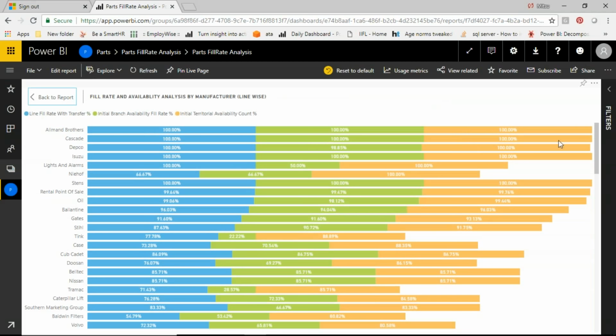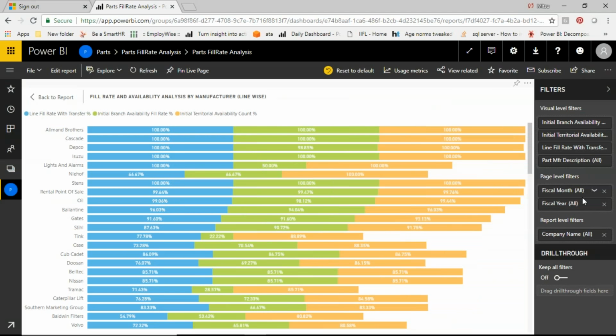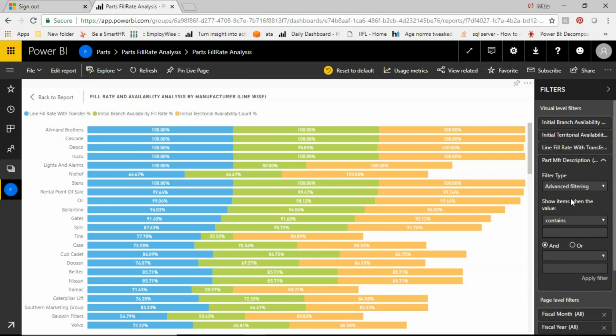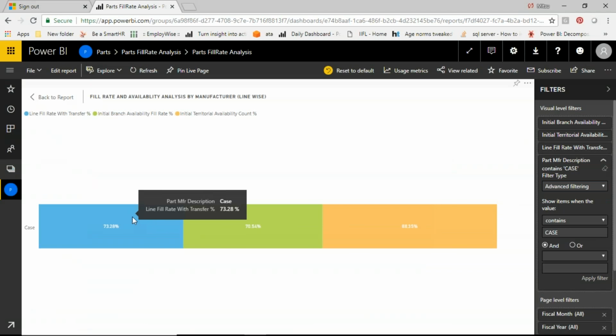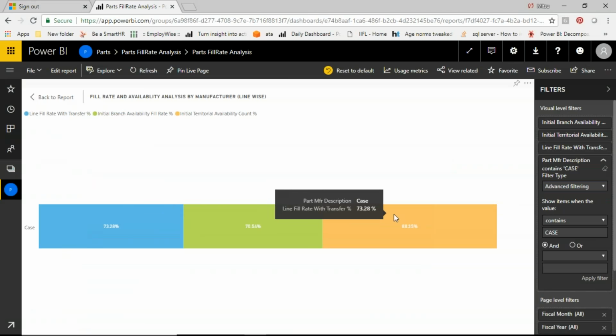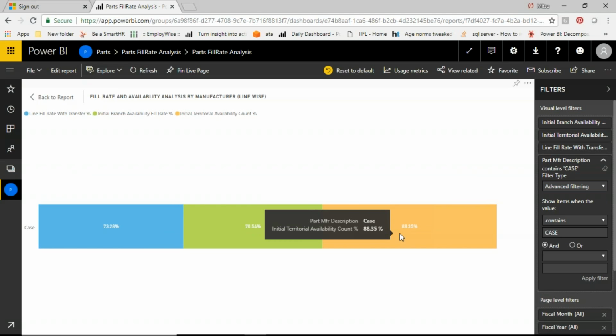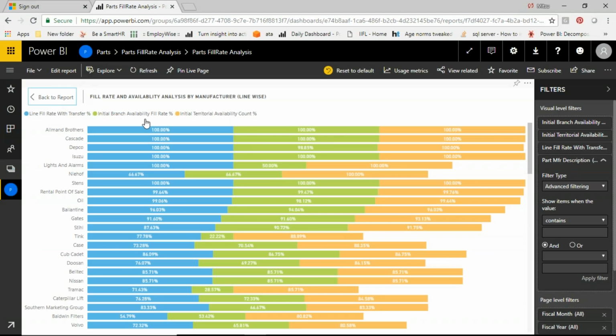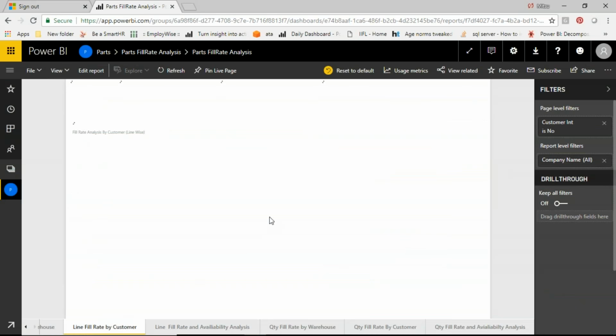Something like this, if you wanted to see some of your major manufacturers, that would be Case, I think. Definitely one. So for Case, it says your fill rate with transfer is 73%, and your availability was 88%, so almost 15% of the time you're not transferring, you're choosing to raise a purchase back order. There might be relevant reasons for that, but it'll highlight those.